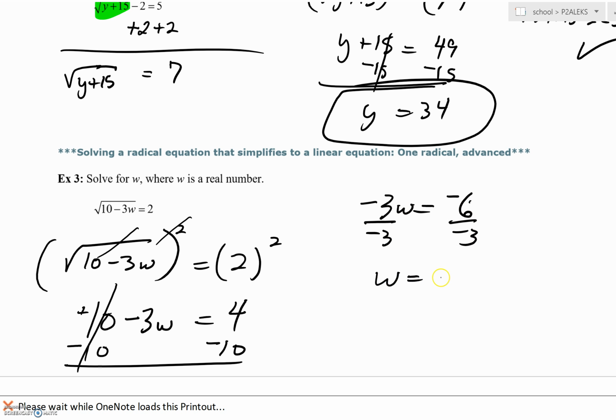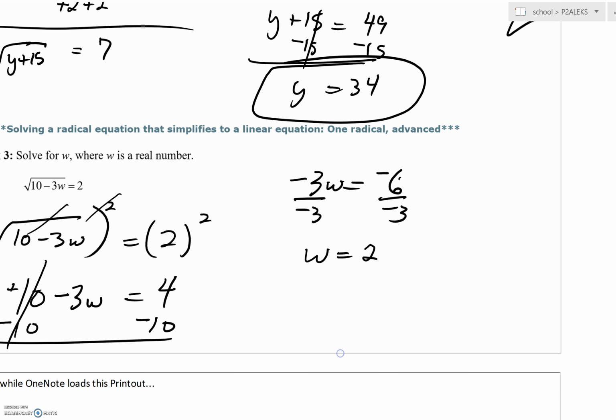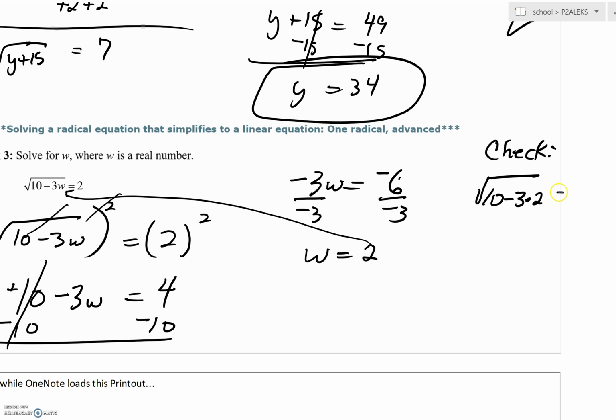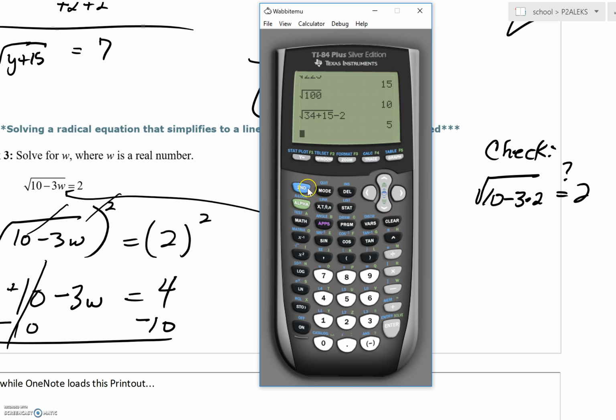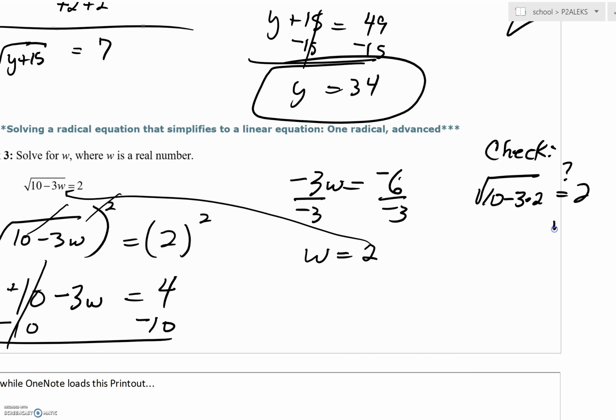And what's negative 6 divided by negative 3? A 2. Now, again, you have to be very careful. You should do a check. You don't know if you're going to get a no solution here. And the question is, when I plug in w equals 2 here, does it work? We can check this on the calculator, and let's see what we'll get. Square root of 10 minus a 3 times 2. And just see what we should get. We should get a 2. We do. It checks. And that is your answer.